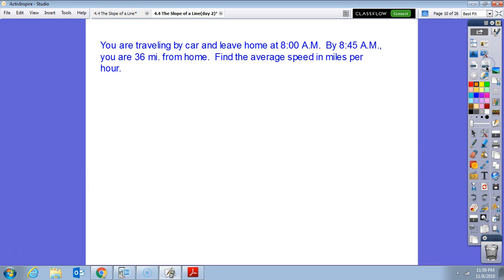Let's take a look at another example. You're traveling by car. You leave home at 8 a.m. By 8:45 a.m., you are 36 miles from home. Find the average speed, and here's your clue: miles per hour. Change in y's, change in x. So my x's are going to be hours. My y's are going to be miles.